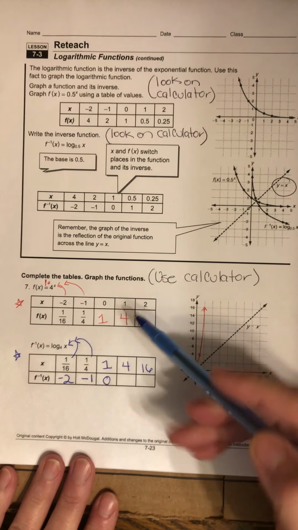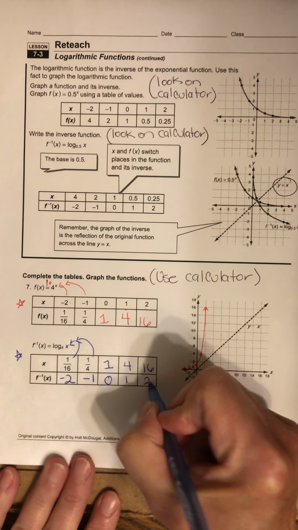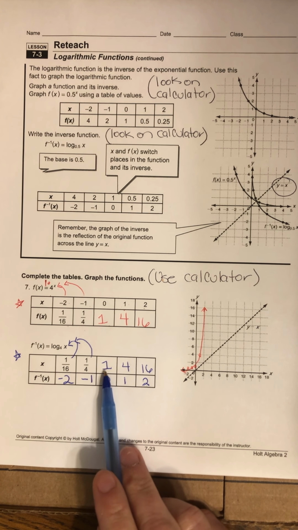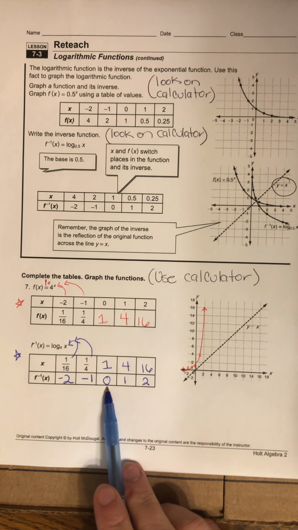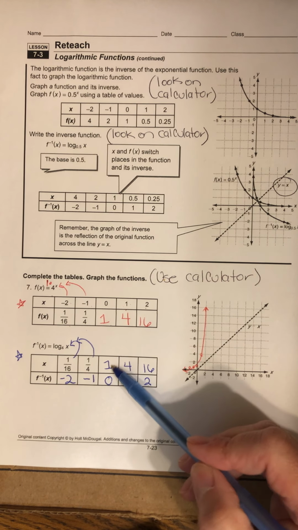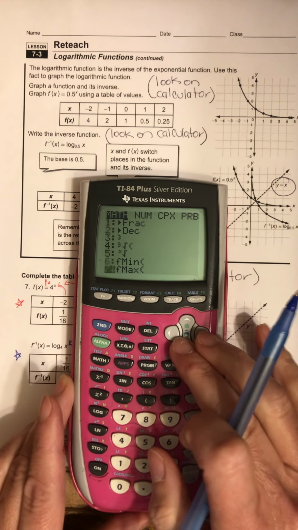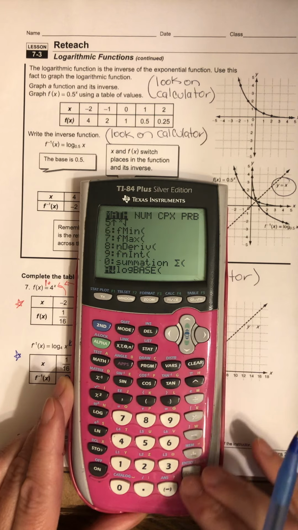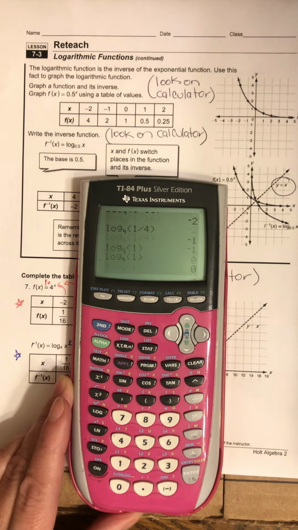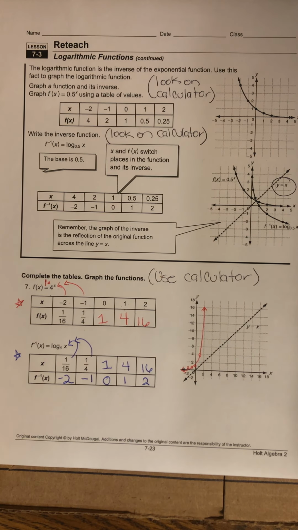Instead of 1, 4, I have 4, 1. And instead of 2, 16, I have 16, 2. But let's just check. Is that true? If I use the calculator with an x of 1, do I really get a 0 out? Let's check it. Log base 4 of 1. Let's see if we get a 0. Log base 4, and our x is a 1, and we should get a 0, and we do. Great, just checking.